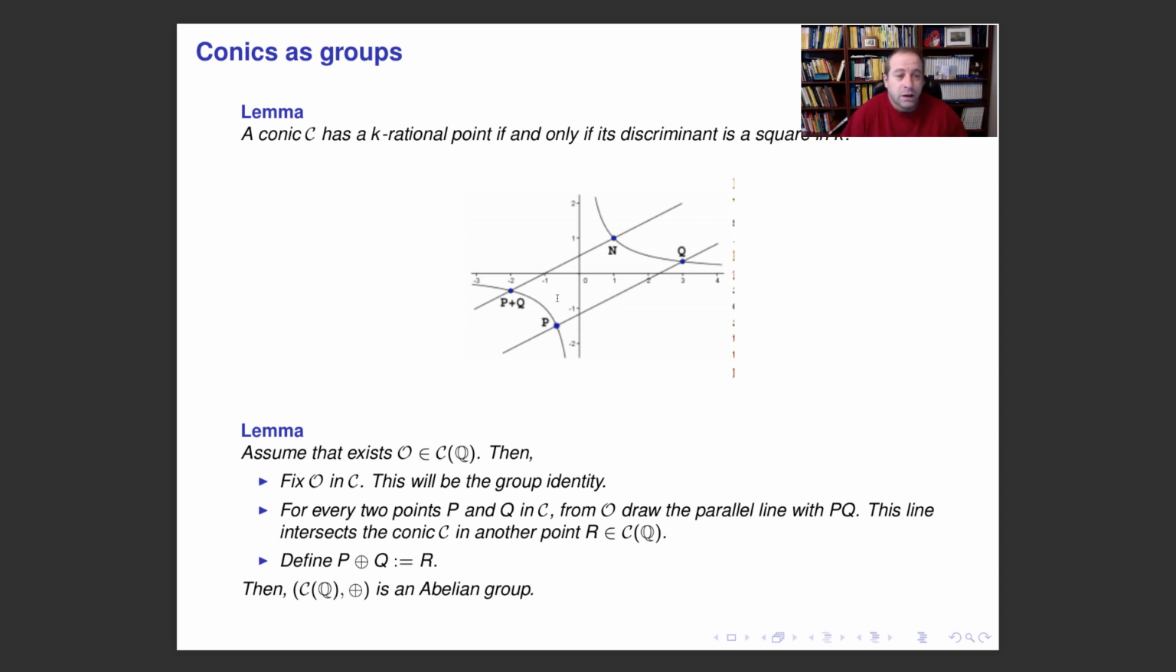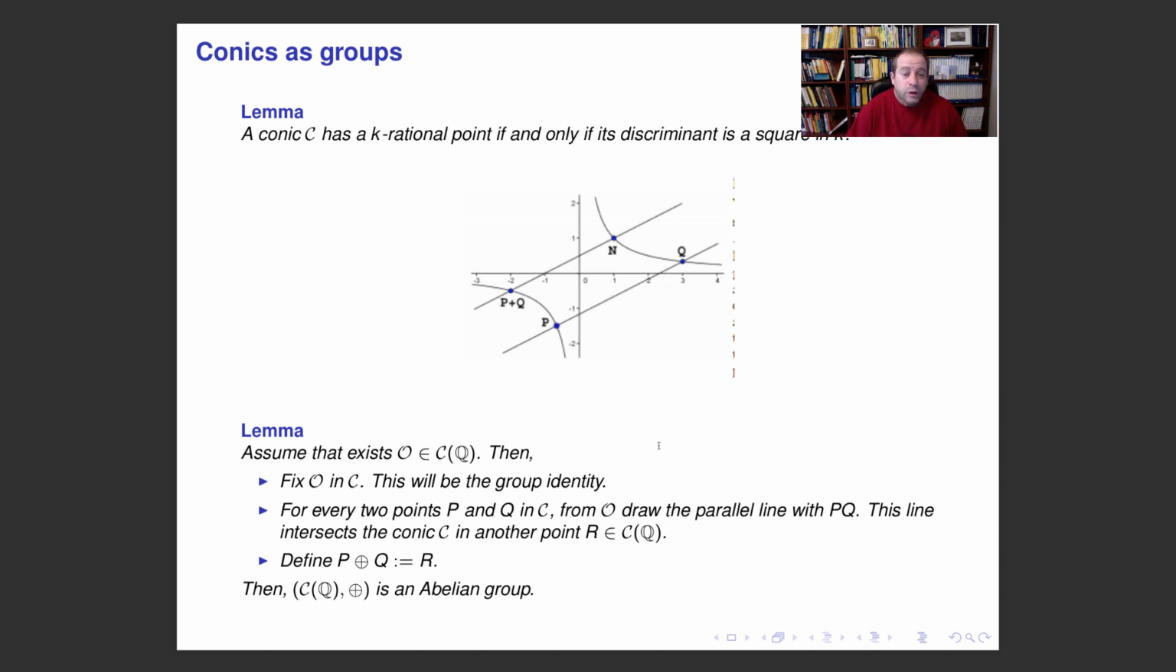So I have a conic, so conic C, and this has a rational point if and only if its discriminant is a square in the field K. So we assume that there is a rational point in our conic, okay? Then we fix this rational point. This will be our group identity.